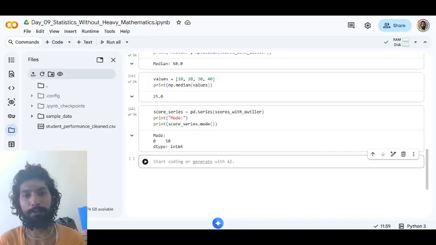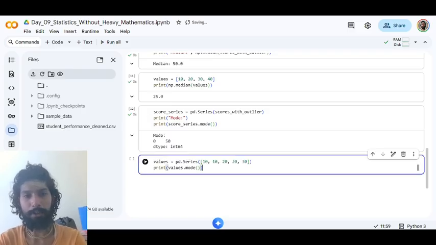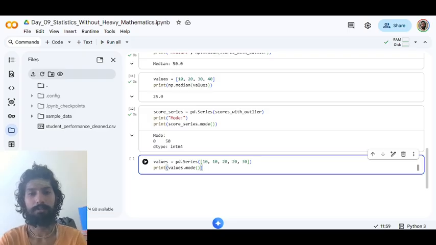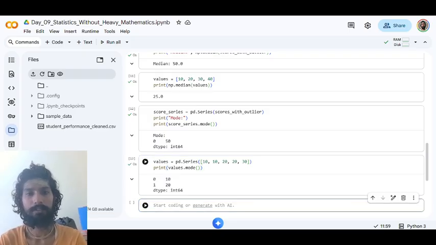Dtype int64. Pandas returns the mode as a series because the dataset can have more than one mode. For example, values equals pd.Series 10, 10, 20, 20, 30 and print values.mode. Both 10 and 20 appear twice. Therefore, both are modes. The mode is especially useful for categorical data.